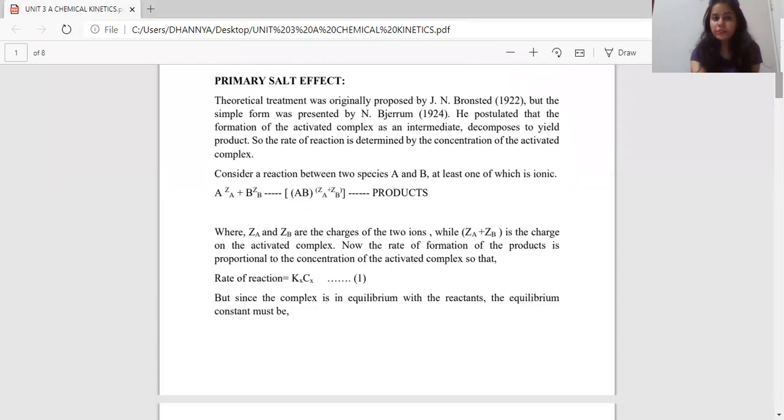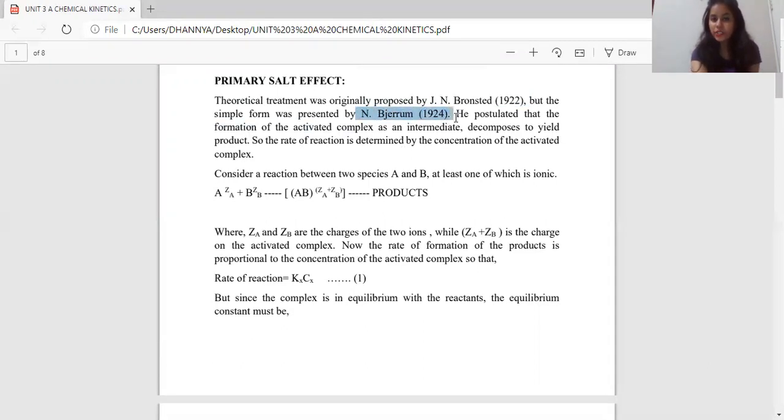The primary salt effect was originally derived mathematically, or theoretically, by a scientist called J.N. Cronstedt in the year 1922. However, this was not able to give a clear idea, so it was later modified by Jerome in the year 1924. And whatever postulates we are now going to study are on the basis of the theory given by Jerome.